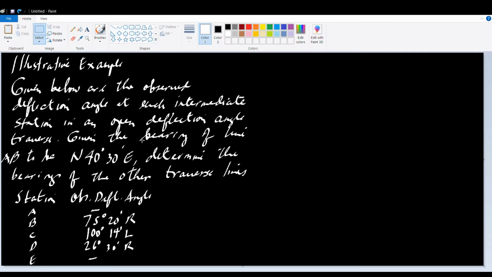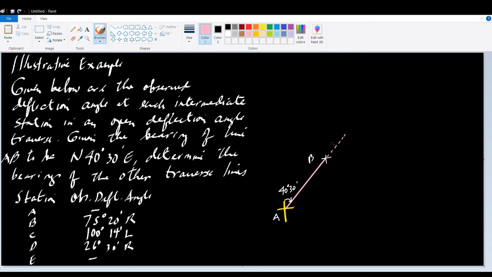Let us draw line AB. North 40, 30 east. So let us indicate this angle, 40, 30, station A. And here is station B. So proceeding now to station B, the deflection angle at B is 75-20, right? So we make an extension of line AB.